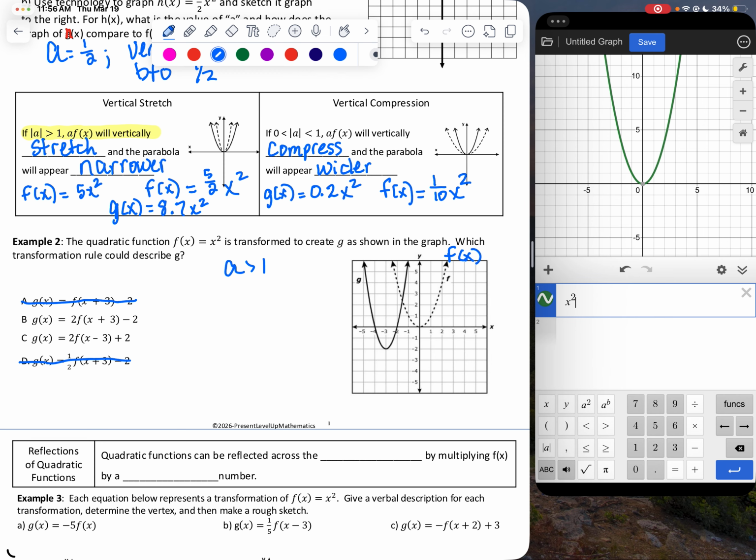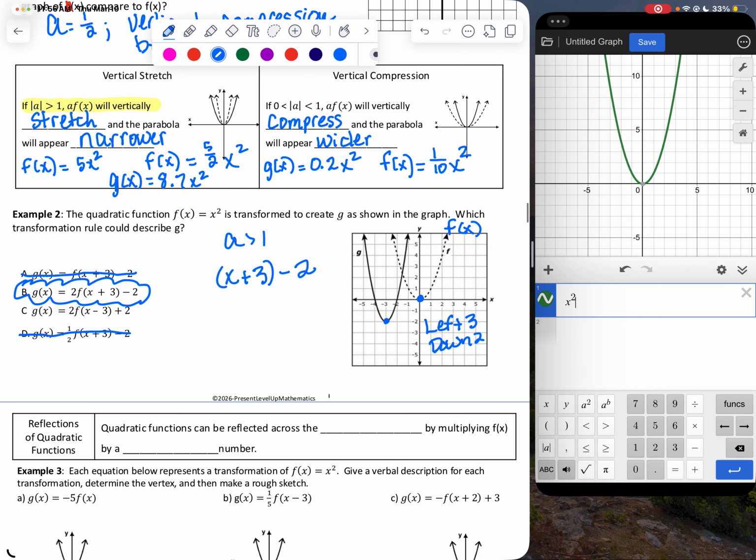So let's see how else this graph transformed. So here was our original function. Here is our new function. So this function went to the left 3 and down 2. So when your function moves left 3, remember we do the opposite of what's in the parentheses. So that would be plus 3. And then down 2 would be minus 2. So now we know we have to go with answer choice B.